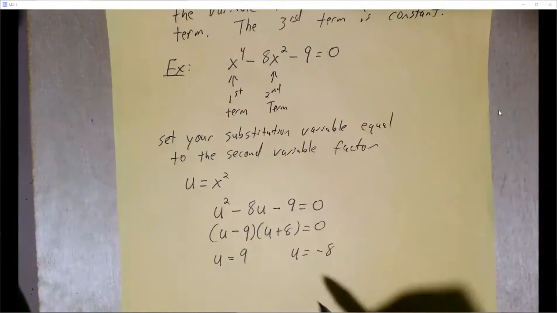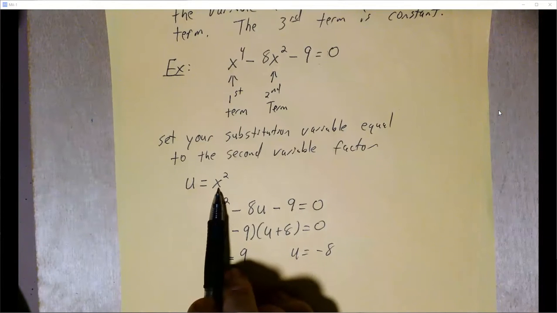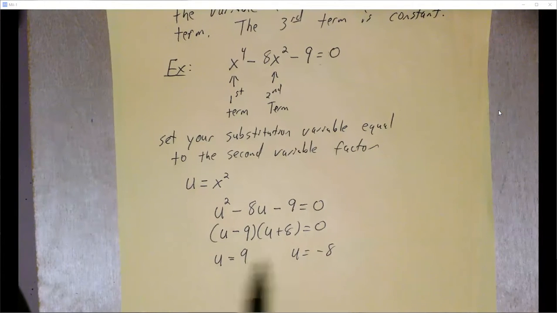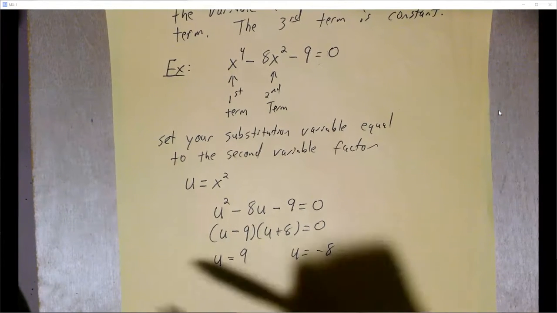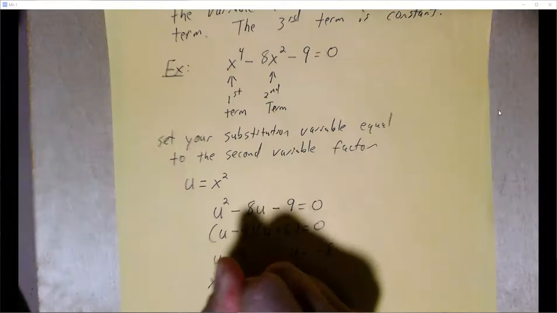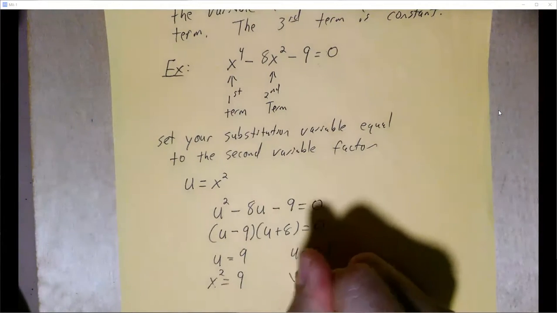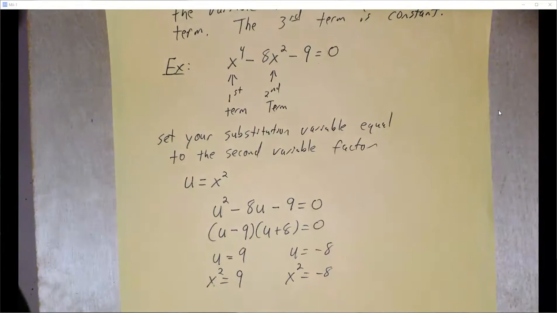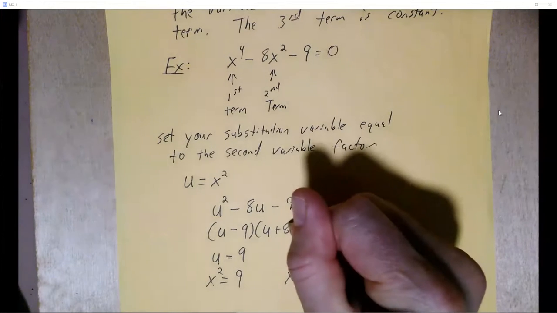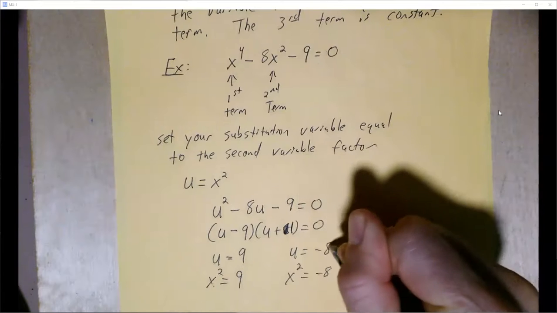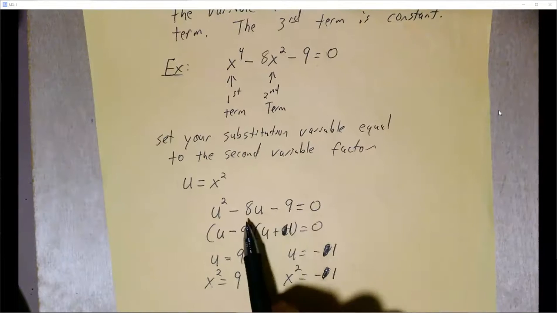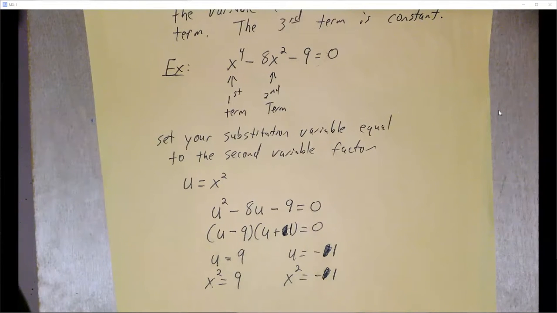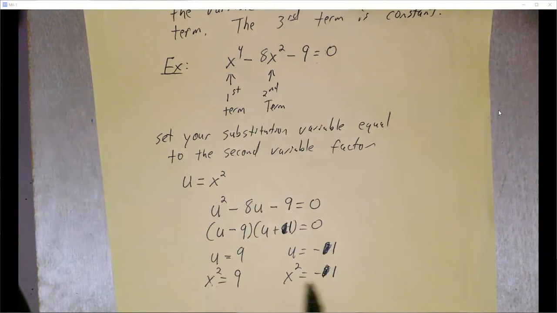Now, keep in mind that I'm actually trying to solve for x. Once I have solved for my substitution variable, I'm going to bring x back down in here. So if u equals 9, u represented x squared. Oops, I'm sorry, this should be a 1. My bad, I'm getting ahead of myself here. So multiplies to make -9, adds to make -8. That's a -9 and a +1. So x squared equals 9, x squared equals -1.